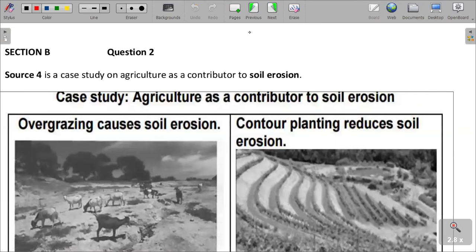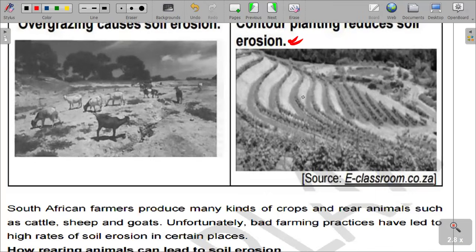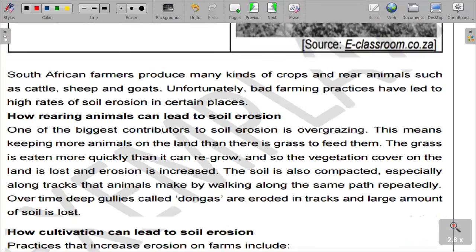We have got section B, agriculture as a contributor to soil erosion. We are seeing overgrazing causes soil erosion. We are seeing goats here. The land is actually so bare. This is just an overgrazed piece of land. And then we see also some strip farming, where contour plowing reduces erosion, which is shown there. And then what are we seeing? What is the question saying?